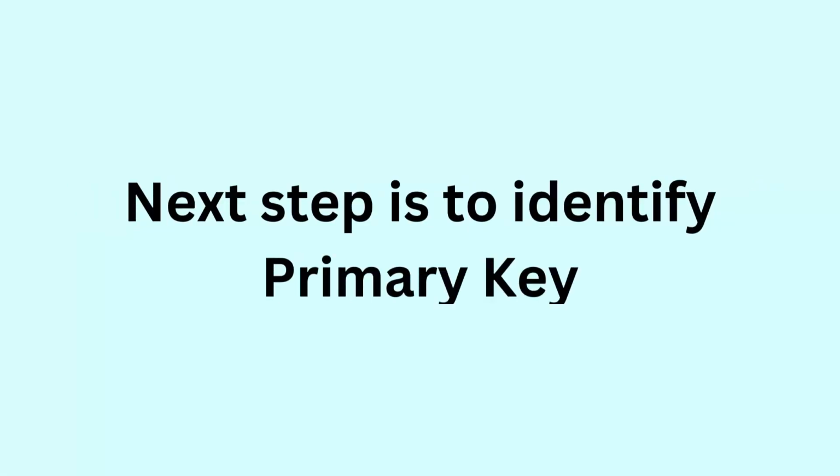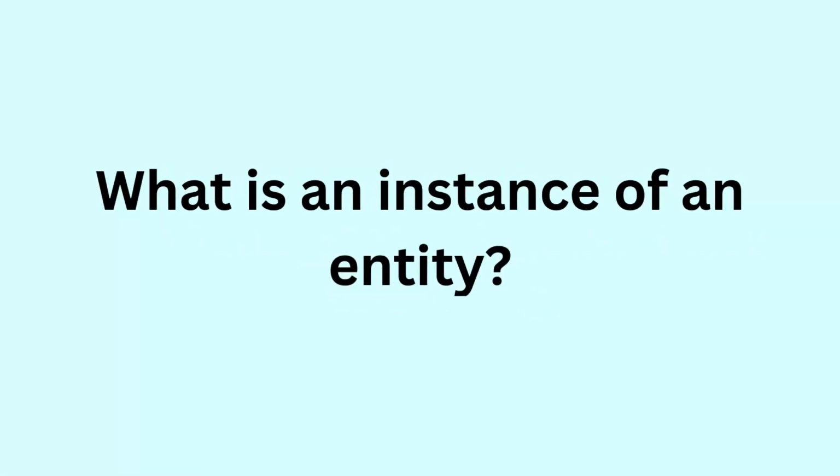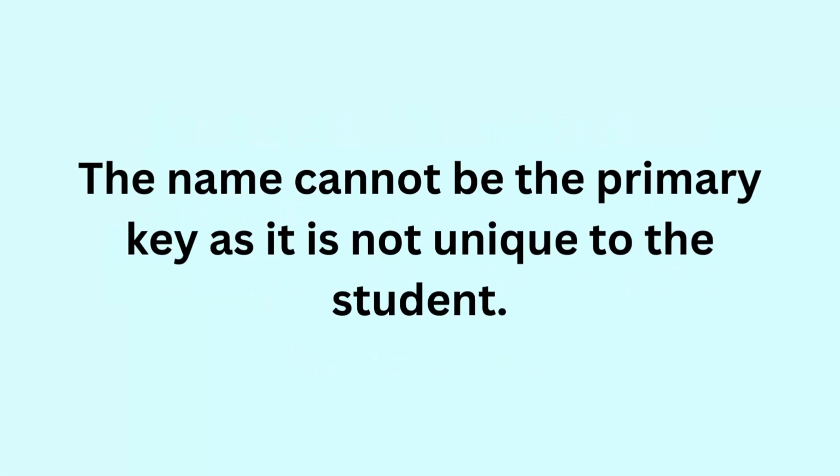The next step is to identify the primary key for an entity. The primary key is the attribute that uniquely identifies an instance of an entity. So what is an instance of an entity? If we consider student entity, its instance would be any one of its student members. Now think, which of its attributes uniquely identifies a specific student member?